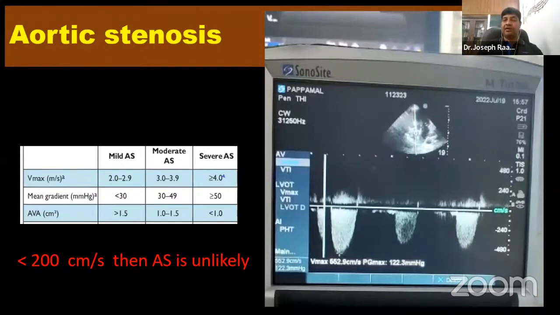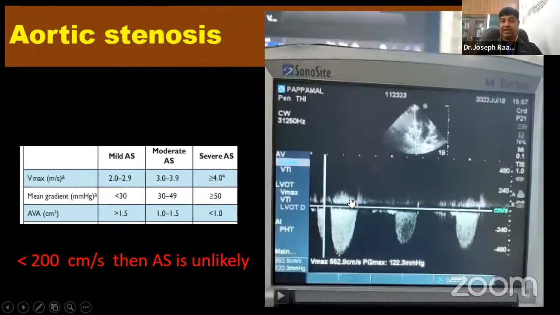Once you know that this patient has severe aortic stenosis, then you know how to manage, and what type of anesthetic management is suitable for this particular patient. So analyzing the pressure gradient and the velocity is very, very helpful for you to differentiate the aortic stenosis severity. Okay.